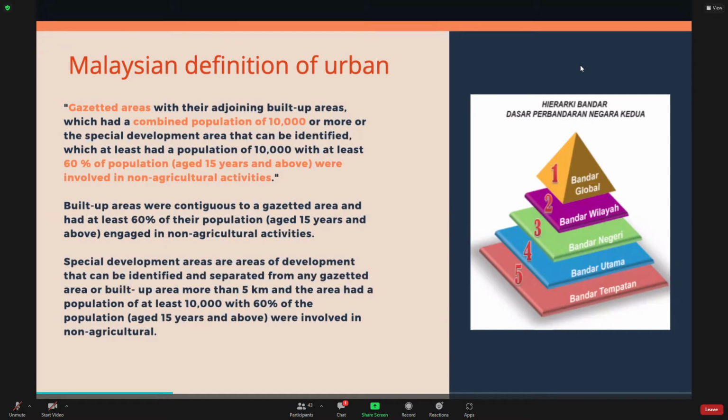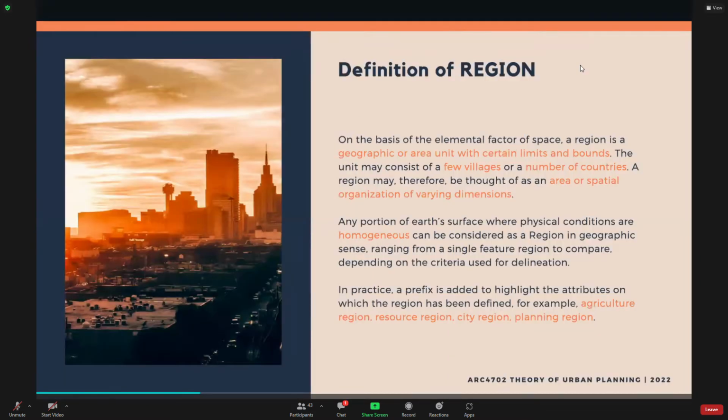Okay. And when you understand the definition of urban, now you have to understand the definition of region. These are all terms that are common in urban and rural planning. So I think you must be familiar with the regional plan or regional economic sector.